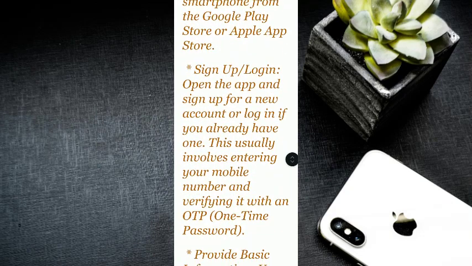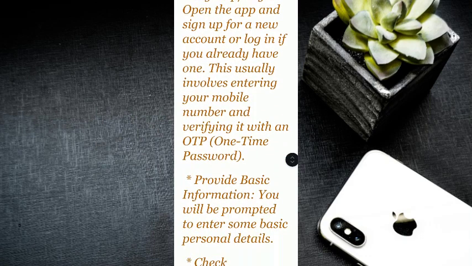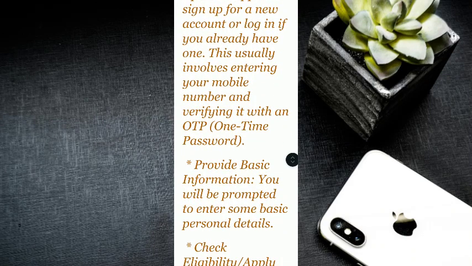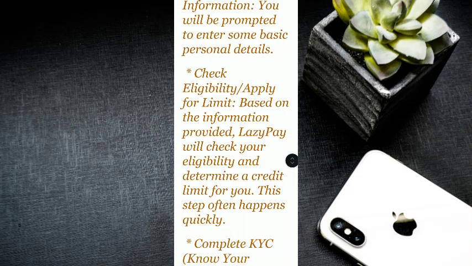Next, open the app and sign up for a new account or log in if you already have one. This usually involves entering your mobile number and verifying it with an OTP. Next, you'll be prompted to enter some basic personal details. Based on the information provided, Lazypay will check your eligibility and determine a credit limit for you.